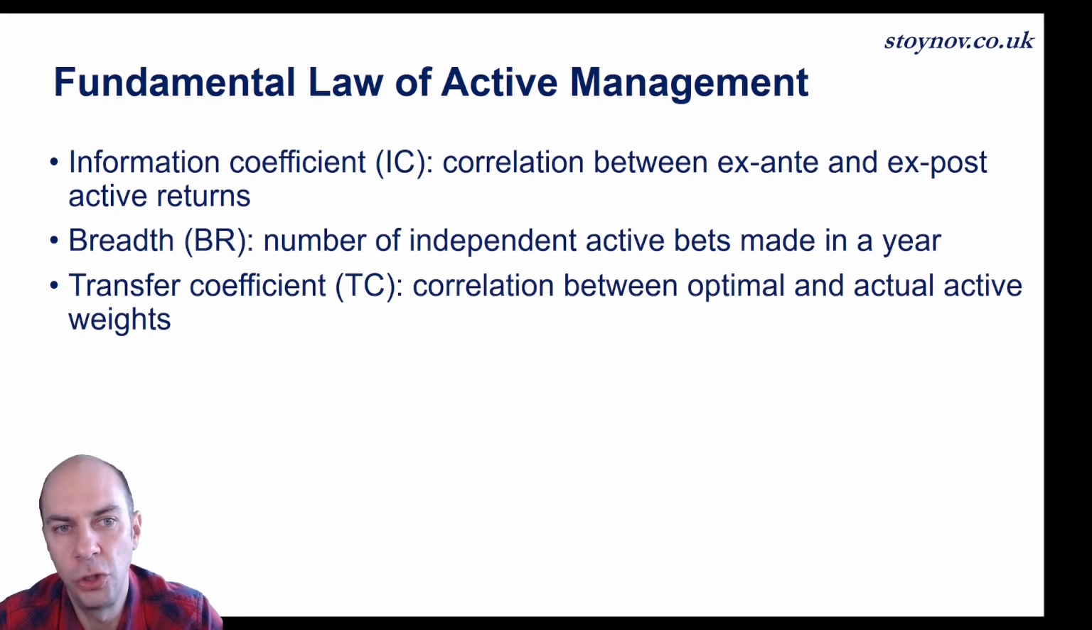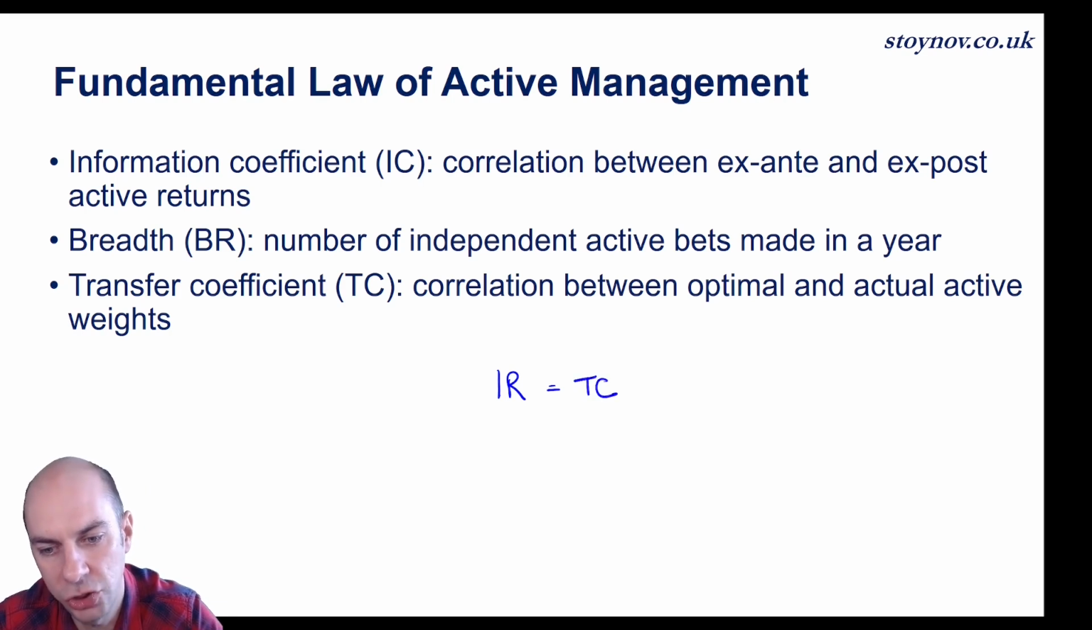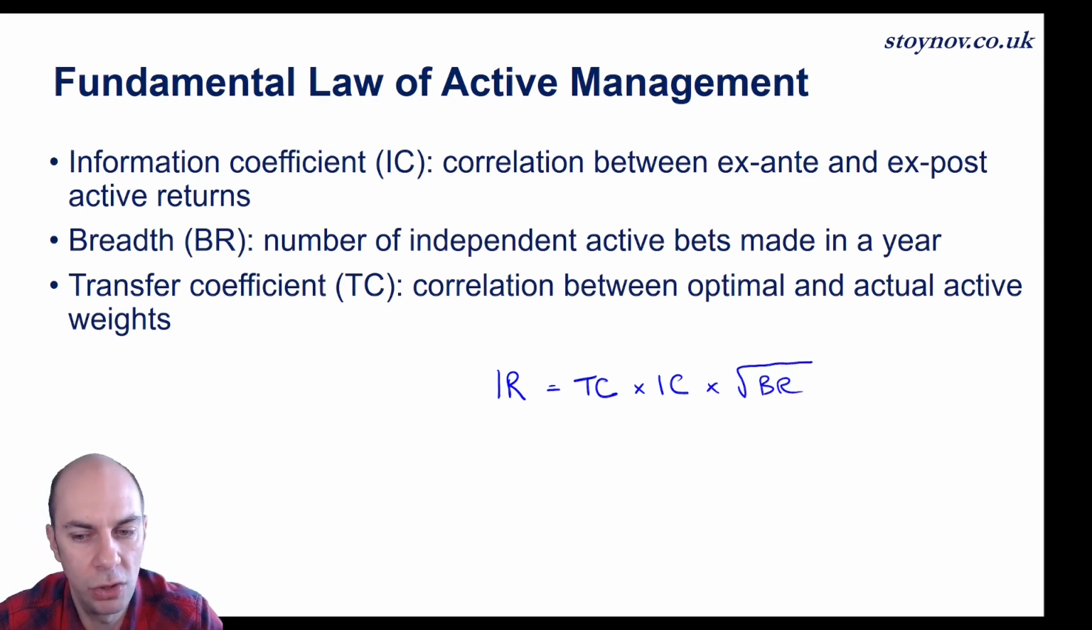We're going to introduce the fundamental law of active management, which is basically another way of computing the information ratio. Let me actually give you the formula, and then we're going to talk about all the components. So we could compute the information ratio as the transfer coefficient times the information coefficient times the square root of breadth. And here you need to be rock solid on what these things are, how to interpret them, and actually also how to calculate them. You don't need to calculate them, but you need to be able to qualitatively say how to calculate them.